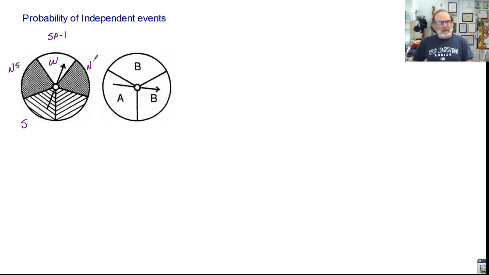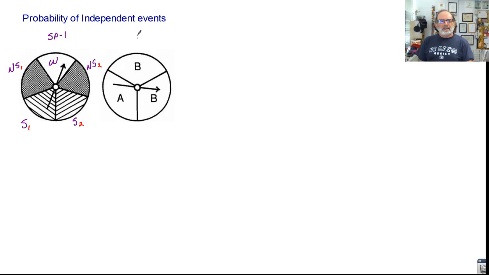For the not striped, there are 2 of those. For the striped, there are 2 of those. So to make sure we recognize that there are 2 of each of those, we're going to use some additional notation. We're going to call this not striped sub 1 and not striped sub 2. So we have 2 not striped sections. We're going to do the same thing here, striped sub 1 and striped sub 2.